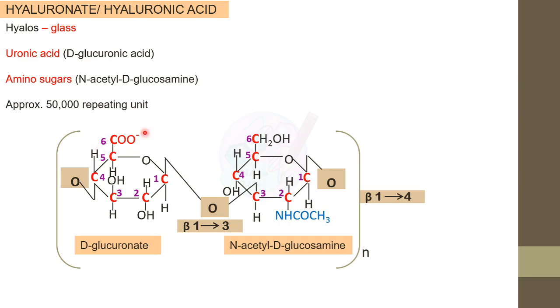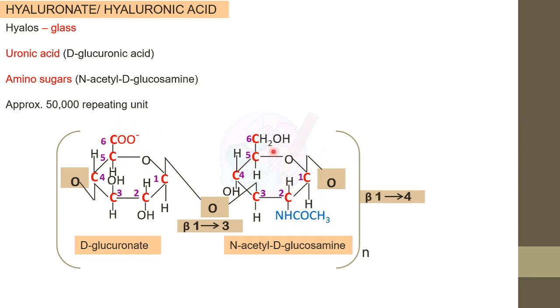Since here this carboxylate ion is present, we call it hyaluronate. If carboxylic acid is present here, we can call it hyaluronic acid. Hyalos means glass. It is named hyaluronic because of its glass-like, transparent, translucent appearance. So in their disaccharide unit, D-glucuronate is present as the uronic acid because this carboxylate ion is present up the plane.